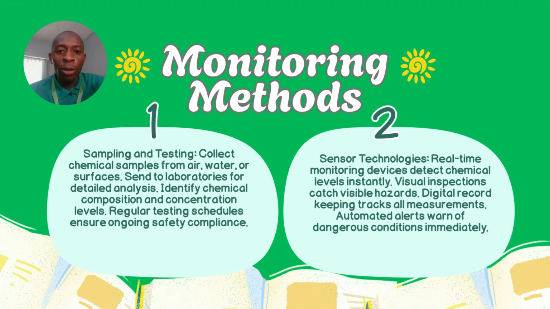Now, monitoring methods. Number one, soil testing: analyze soil samples and detect the presence of harmful chemicals or pollution. Water testing: perform laboratory tests to assess water sources for chemical contamination. Then we have sensor technology. It is used as a real-time monitoring device that detects chemical levels instantly.